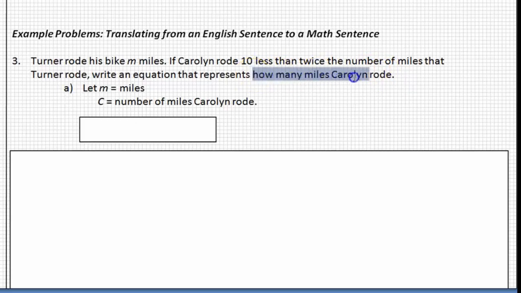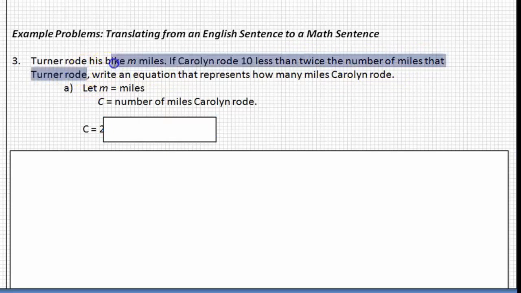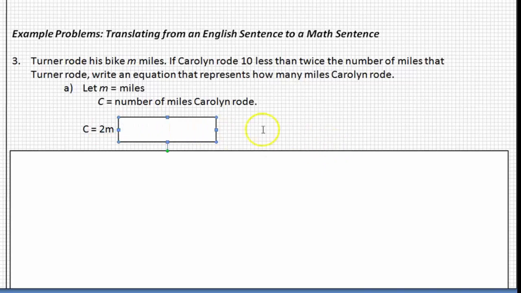Because we're trying to solve for how many miles Carolyn rode, I'm going to start the equation off with C equals, because I've already defined that C equals the number of miles that Carolyn rode. And I know that it is 10 less than twice the number of miles that Turner rode. So I'm going to take care of this part here, this twice the number of miles that Turner rode. And so I'm going to multiply that by 2M miles. I'm going to take the number of miles times 2. Twice the number of miles that Turner rode.